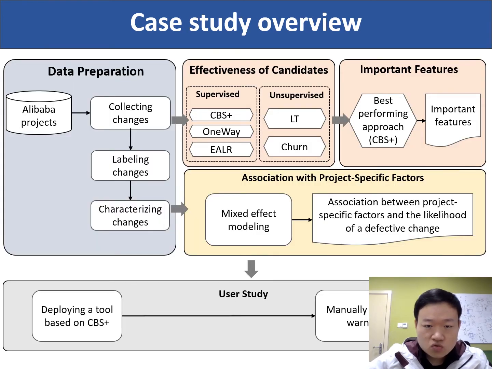To that end, we designed a case study at Alibaba. First, we collect projects with labeled changes and change features as a dataset. Second, we implement 5 approaches as our candidates for applying at Alibaba. Third, we apply the best performing approach on Alibaba projects and investigate the important features. Then we investigate the association between project factors and defective changes. Finally, we design a user study to investigate the effectiveness in developers' eyes.